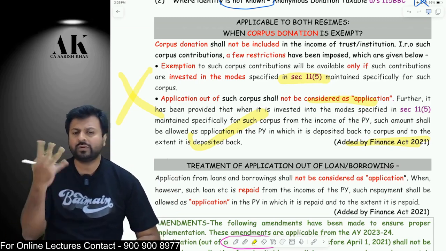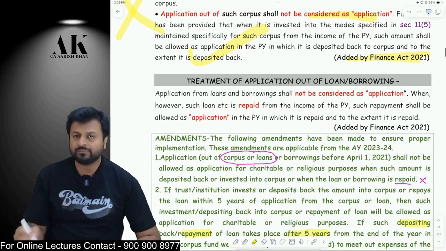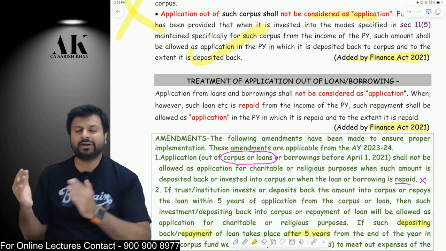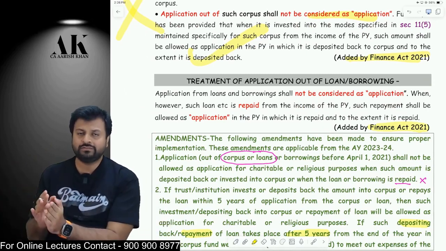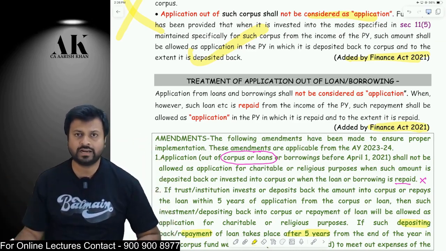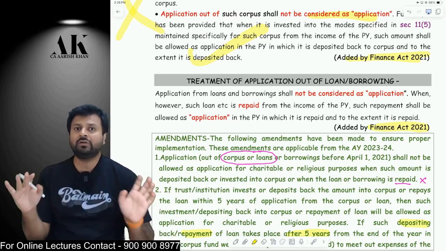So before 2021, all those things were not there. Similarly, one more amendment came in Finance Act 2021, 2 years back. What used to happen earlier? Earlier, when you used to take a loan, say you have taken a loan of 10 lakh and you have purchased a building, then you will get the deduction of 10 lakh rupees because you have purchased the building. But now it is not like that.